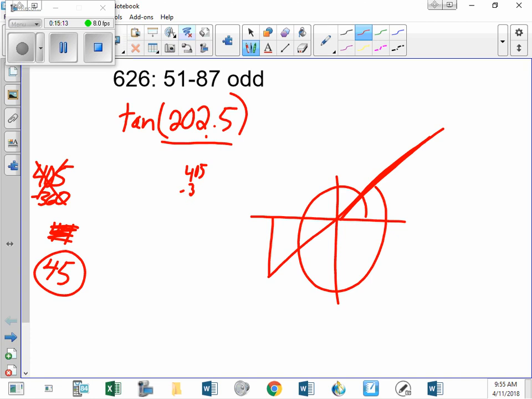So I subtract 360 and I get 45. Right. I'd rather deal with 45 than 405. And they're the same angle because they landed in the same spot.